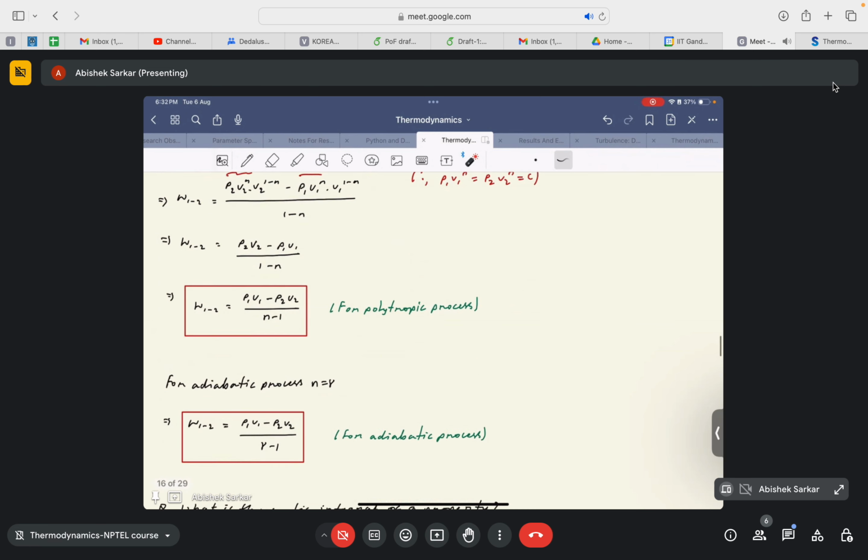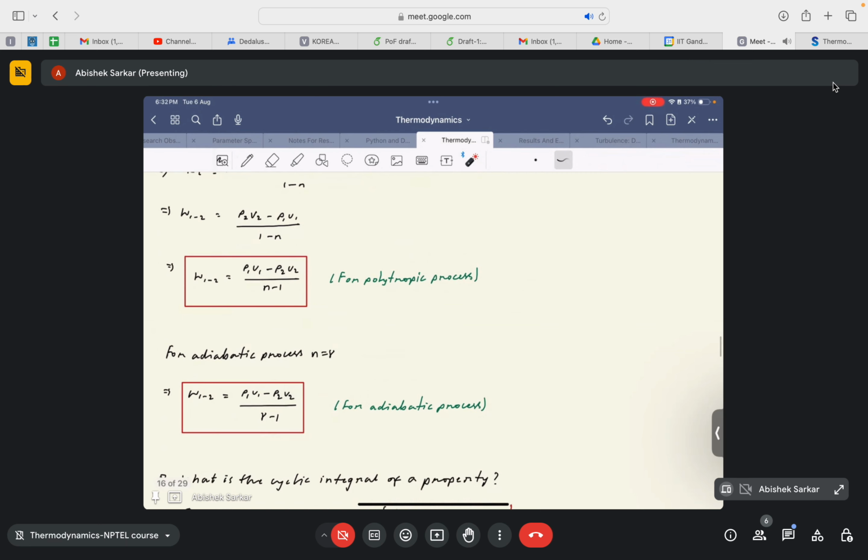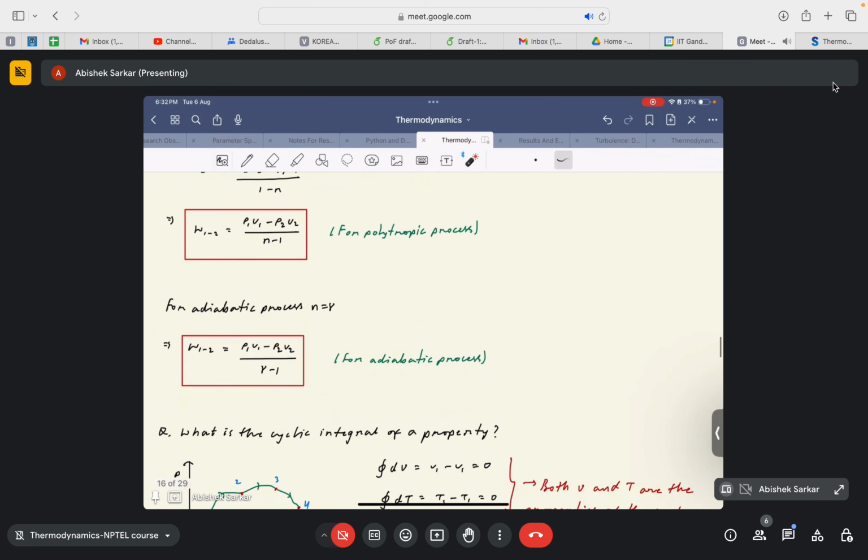Now simply, if you substitute the value of n equal to gamma, because we know that p v to the power gamma is a constant for an adiabatic process, then we will get that work done from 1 to 2 is p1 v1 minus p2 v2 divided by gamma minus 1. Okay, so is it clear up till this point?